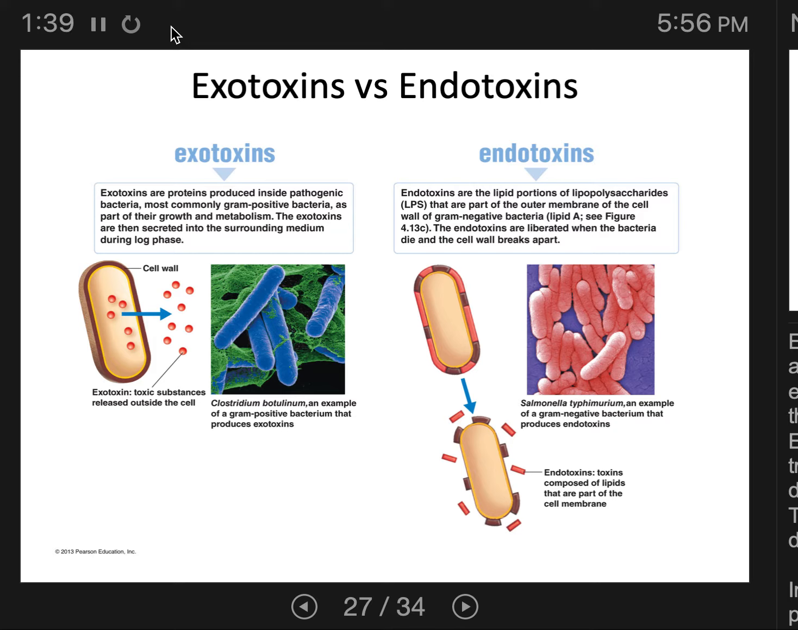The reason our immune systems respond to lipopolysaccharides is because so many pathogenic bacteria have lipopolysaccharides. There's a lot of gram-negative pathogens out there. And so we have evolved to have an automatic inflammation and fever response to lipopolysaccharides. Okay?